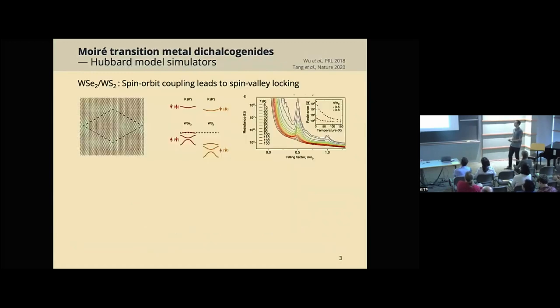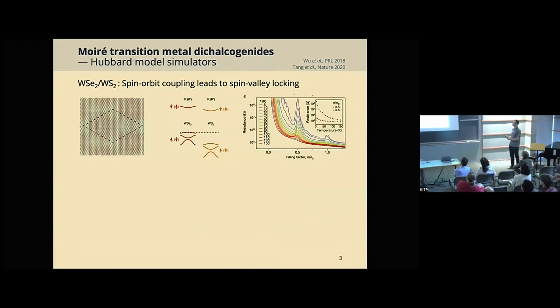So yeah, one of these first experiments in this field, following this proposal by Alan MacDonald, was on tungsten diselenide, on tungsten disulfide. You've seen this plot already. So here, I'm still using the old convention of filling factor 1/2, basically. But this here is exactly the strongly enhanced resistance at half filling in this triangular lattice Moiré material.